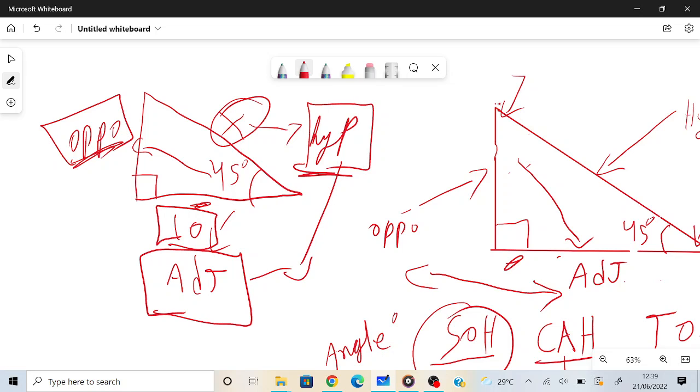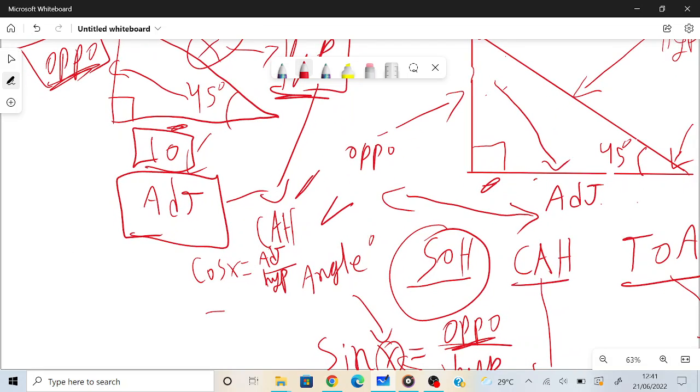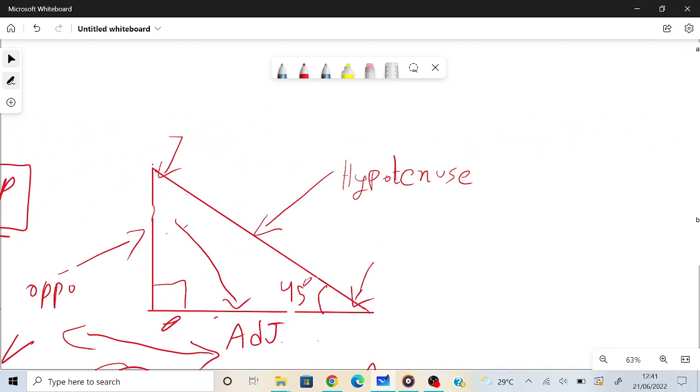And the part of the mnemonic that connects hypotenuse and the adjacent is CAH. This is cos x equals adjacent over hypotenuse. Yeah, and that is basically the ground foundation of a right angle triangle. So let's move on to a few examples.